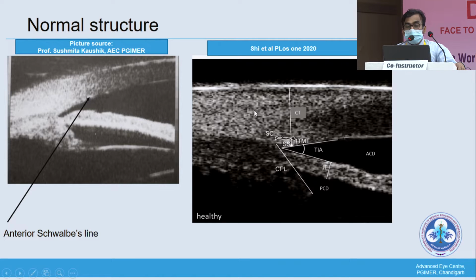The second picture I took from this article, Shi et al., published in PLOS ONE 2020. They had used an 80 megahertz probe, so they could identify even Schlemm's canal in a better way, and they could identify the thickness of the trabecular meshwork also.